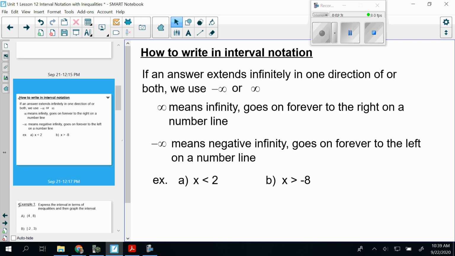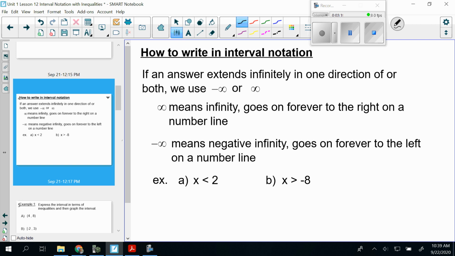If an answer extends indefinitely, or extends infinitely in one direction with our inequality, going towards either -infinity or infinity, so when we go out forever, we want to use one of those two, -infinity or infinity. Infinity means we go forever to the right in the positive direction on the number line. -infinity goes forever to the left, to the negative side on the number line. So let's see if we can write or graph both of these and then write the notation for them.